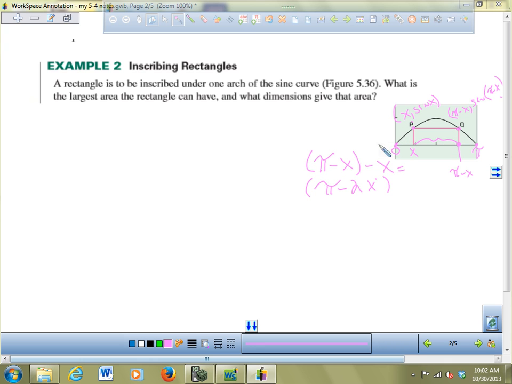So the dimensions of this rectangle, the area, which is the thing that I'm trying to optimize, is equal to pi minus 2x, which is the width, times the height, which is sine of x. You got that? In one case, the height is sine of x. In the other case, it's sine of pi minus x.